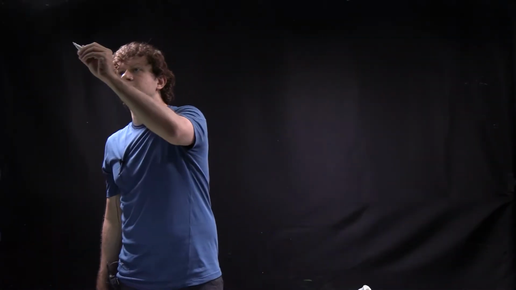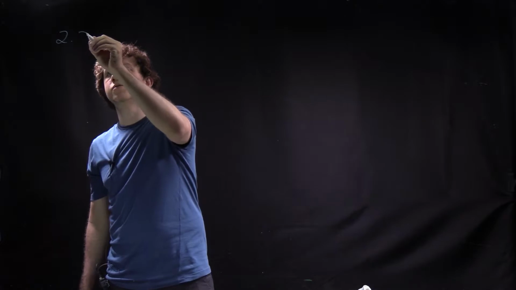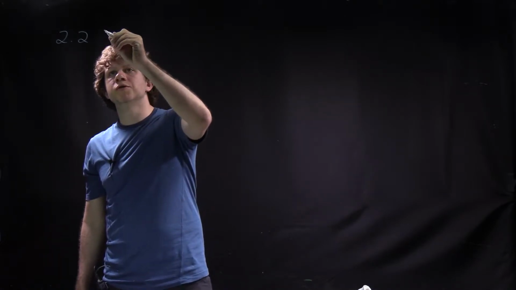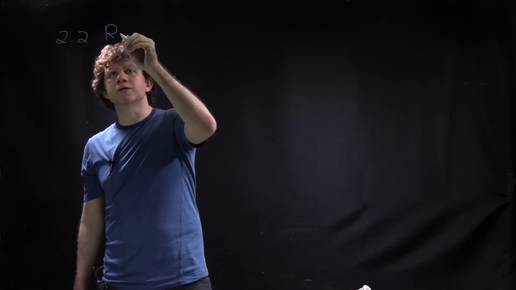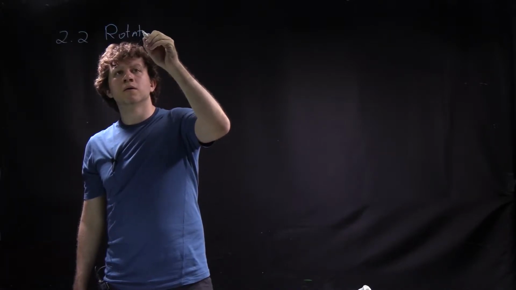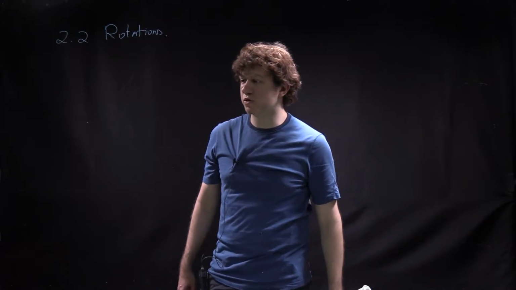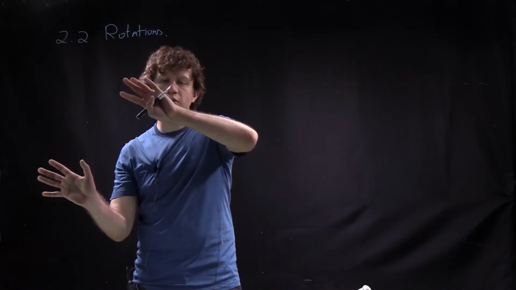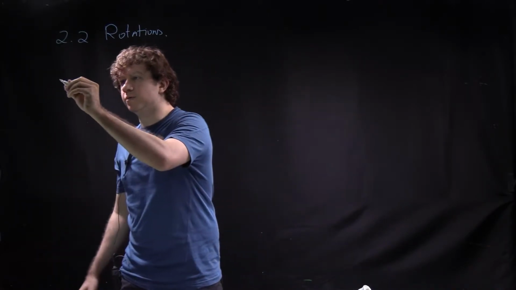We continue discussing isometries. So that's lecture 2.2, and that's about rotations. Rotations are very important isometries where you take some point and rotate the whole plane as a whole. So, definition.